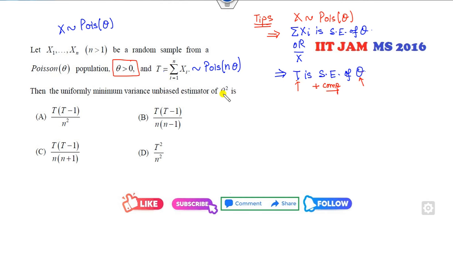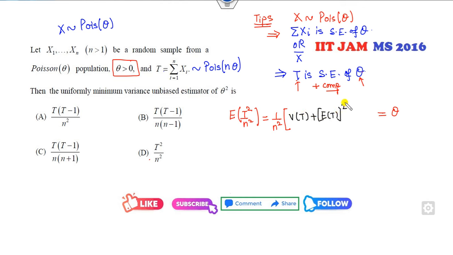Now your target is to find this one. I can give you the tips first, and then I can solve it. Okay, firstly I will solve it and then I will give you the shortcut to explain. So look at the last option. What is my T square over n square? My target is to prove this is theta square. So 1 over n square is outside. How can you find the expected value of T square? I can use the variance formula.